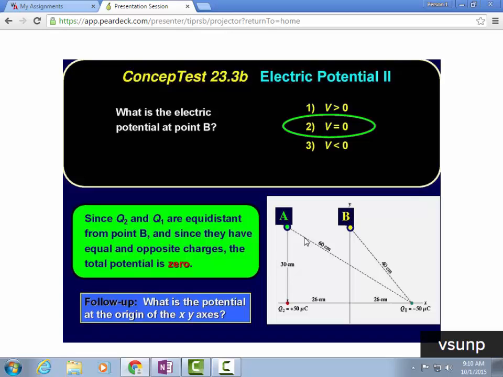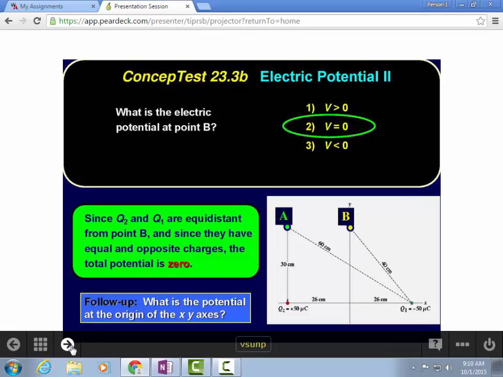Oh, nice. All right. So what's the potential at the origin of the XY axis? In other words, what's the right at the center? It's going to be 0, as long as they're equidistant. In other words, all along that y-axis, it's going to be 0. Well, that's if they're both positive or both negative. If they're both positive, then it would be double the potential just from one of them.